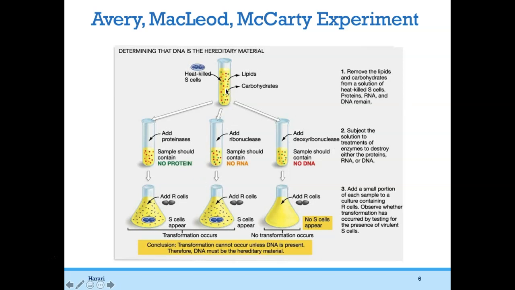You can see that he took the heat-killed S cells and he either destroyed all the protein, destroyed all the RNA, or destroyed all the DNA. And then he added the living R cells to each of the 3 tubes. And he saw that the only time that no transformation occurred was when the DNA was destroyed. So this concluded that transformation cannot occur unless DNA is present. Therefore, DNA must be the hereditary material.